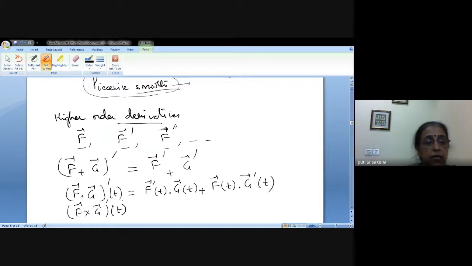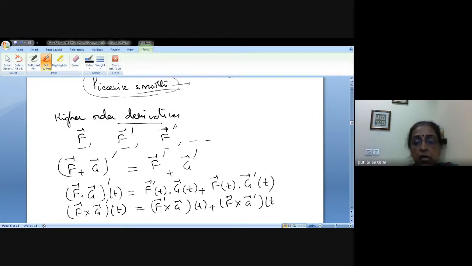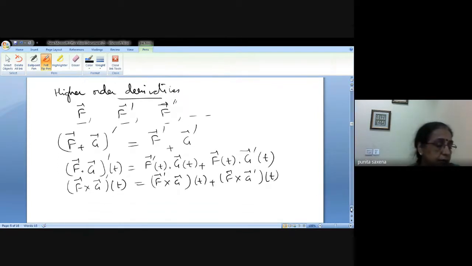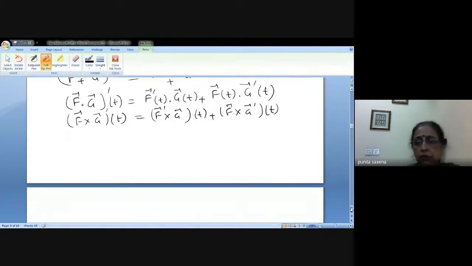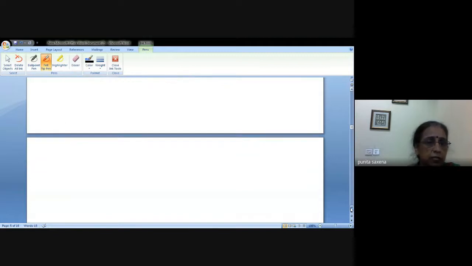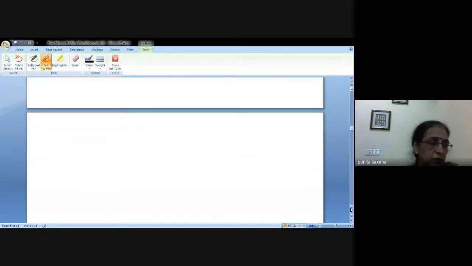If I have to find the derivative of the cross product, it's going to be f dash cross g t plus f cross g dash t. All those product rules, chain rule even, they apply for vector valued functions. They become applicable here. I think you can verify if you do this exercise. You just have to verify these properties for the given vector valued functions.